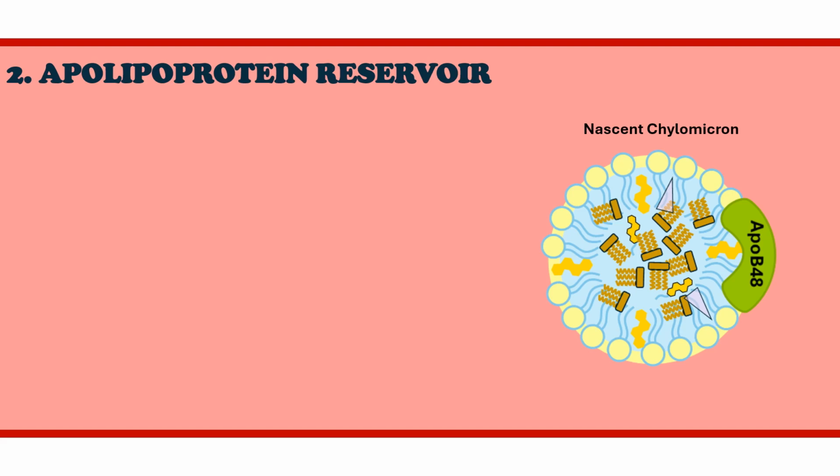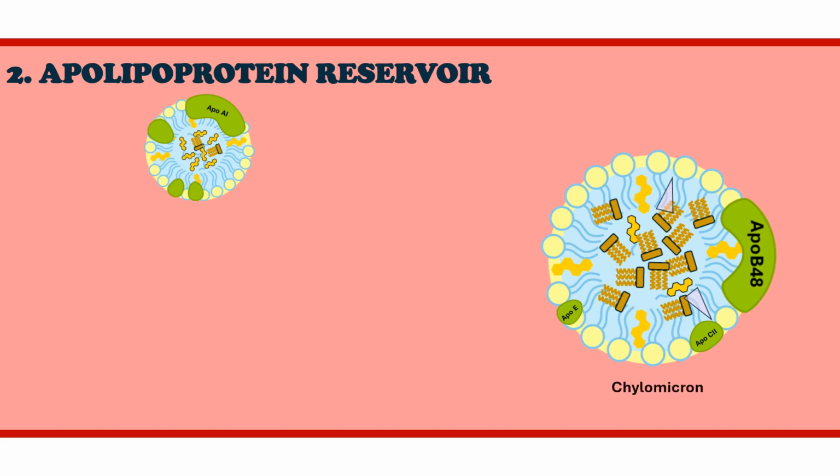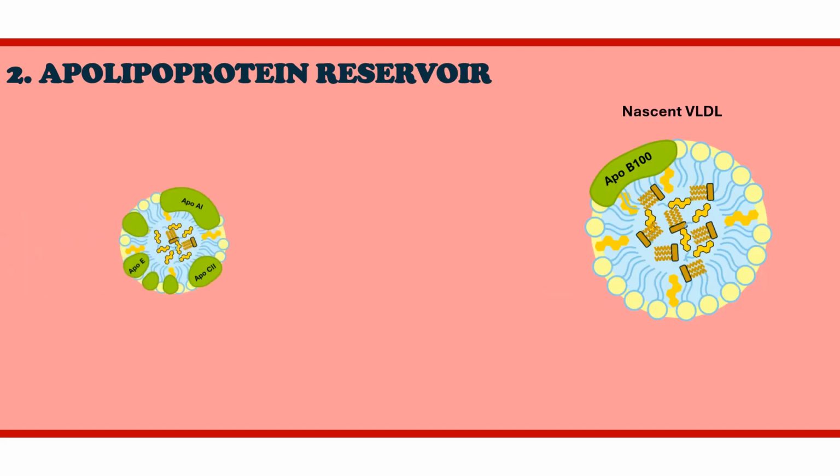The second function of HDL we have already seen. It acts as an apolipoprotein reservoir for other lipoproteins, such as chylomicrons, where the HDL gives it its ApoC2 and ApoE, and also VLDL.